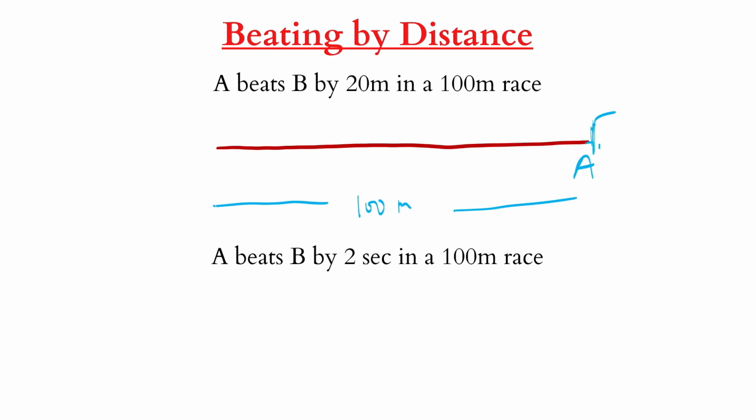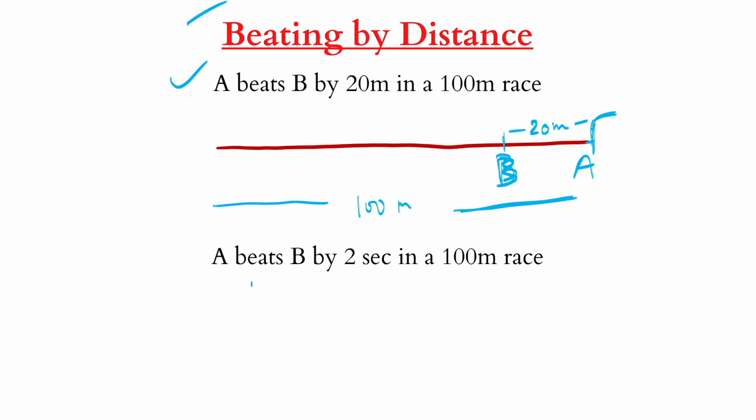So what does this mean? A completes first. So B must be here by the time A completes the race. So B must be here. A must have finished the race, and the distance between A and B is 20 meters. This is the meaning of this. So beating by distance means this one.